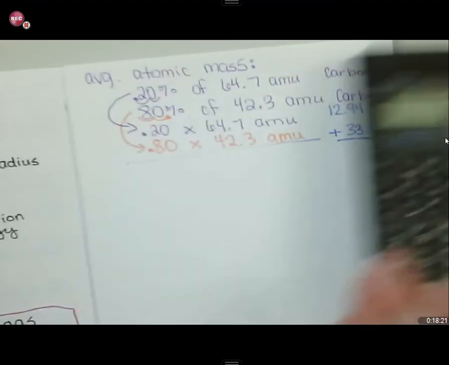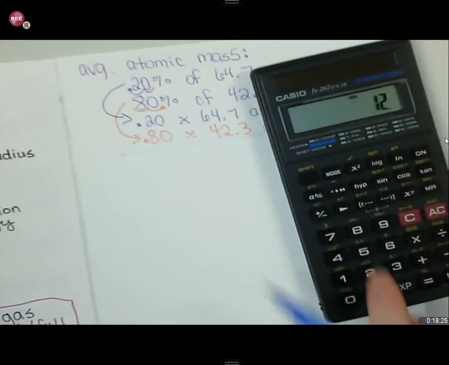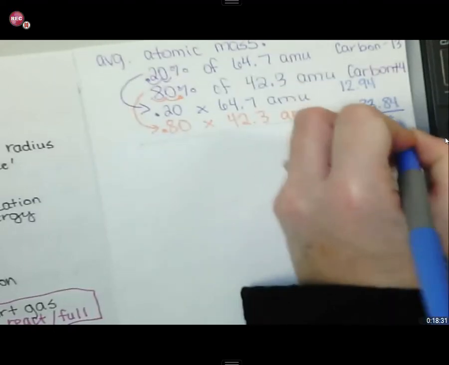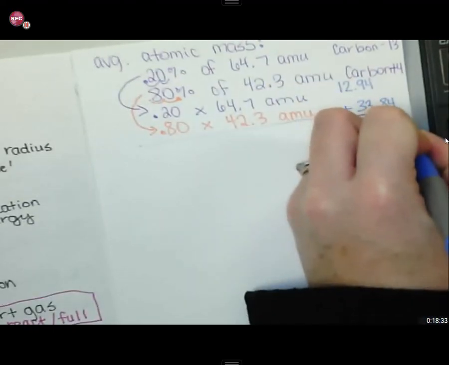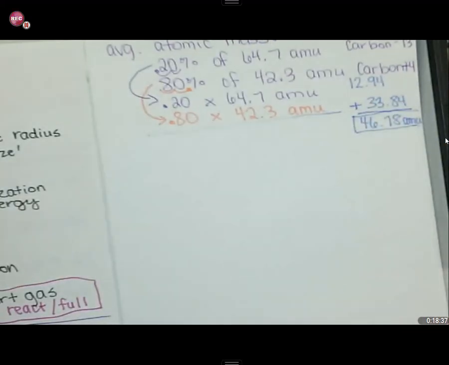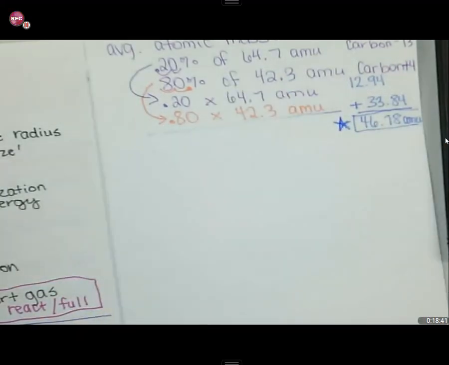Now, we're just going to add these two up. I still have 33.84 on here, so I'm going to add the 12.94. And it's going to give me 46.78 AMU. And that's your answer. This is your answer.